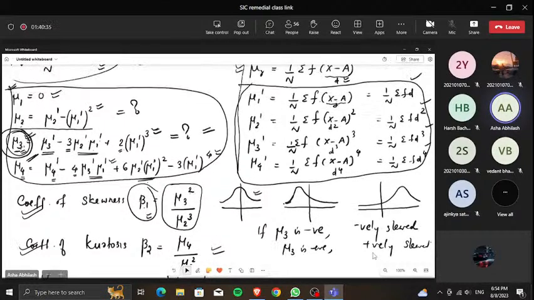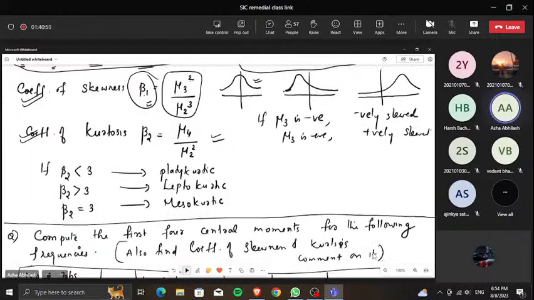Summation of FD. What is this D? D is nothing but X minus A. So obviously we have to consider the assumed mean, about any value. So this A is nothing but the assumed mean. So what all columns do I require? FD, FD square, FD cubed, FD raised to 4.